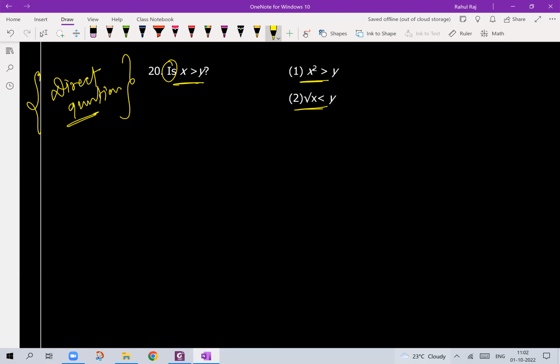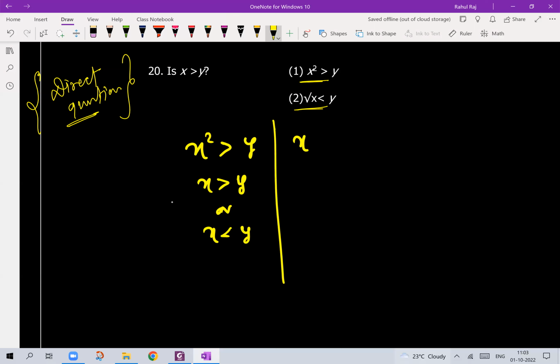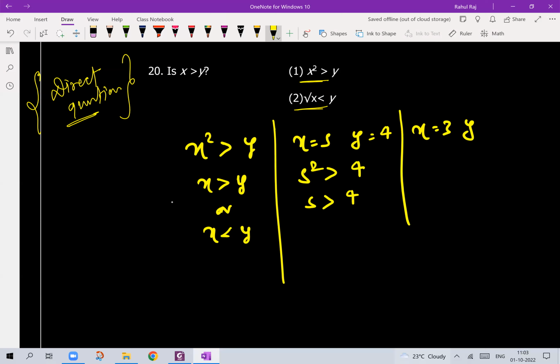So what is the answer? Guys, you people have not studied. Tell the answer. Is x greater than y? Option number 1 says what? Right in the first class, I told you even powers can never be predicted. So if x square is greater than y, can I still say x could be greater than y or x could be less than y? You can take a number to support it. Imagine you take x is equal to 5, y is equal to 4. Can I say 5 square is greater than 4 and 5 is actually greater than 4? Imagine if I take x is equal to 3, y is equal to 4. Can I still say 3 square is greater than 4 and 3 is less than 4?